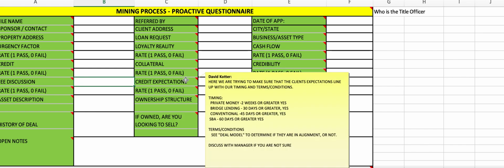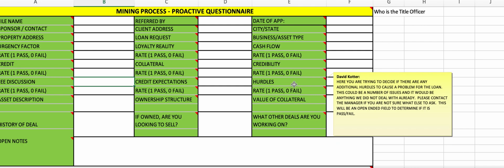Credit expectations. What are they expecting from a timing perspective? If it's private money, 2 weeks or greater, yes. If it's bridge lending, 30 days or greater, yes. If it's conventional, I would even say 60 days or greater right now, yes. SBA, same thing. And you can refer to the deal model, which we'll again talk about, to see if you're in alignment or not. But you need to see if they're aligned with reality of the market. If they're not, it's probably a fail.